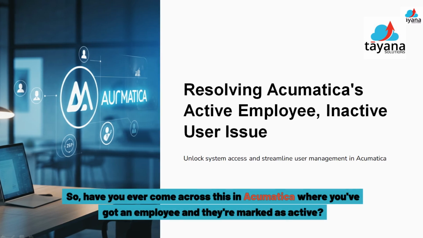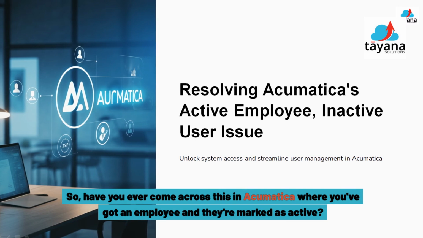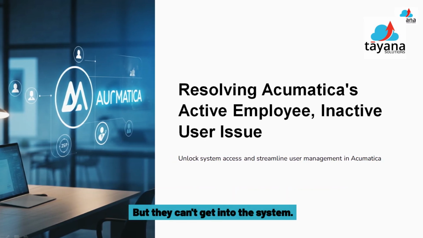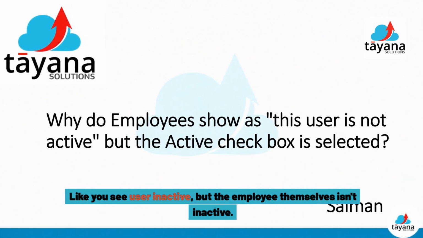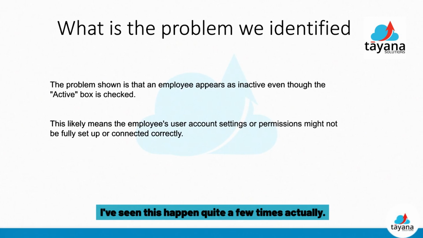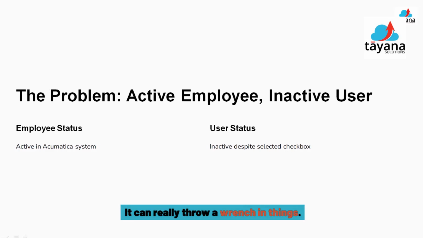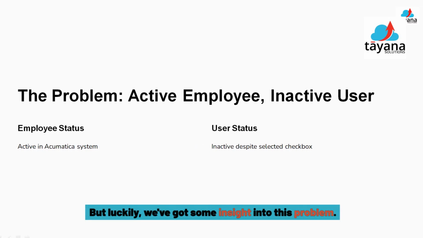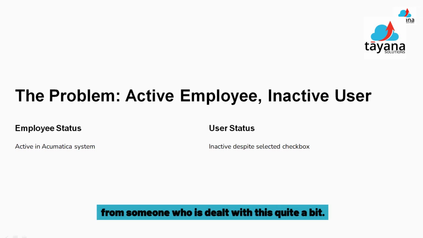So have you ever come across this in Acumatica where you've got an employee and they're marked as active, but they can't get into the system? Like you see user inactive, but the employee themselves isn't inactive. Yeah, I've seen this happen quite a few times, actually. It's super frustrating, especially when it messes up all the workflows. Yeah, it can really throw a wrench in things. But luckily, we've got some insight into this problem from someone who has actually dealt with this quite a bit.